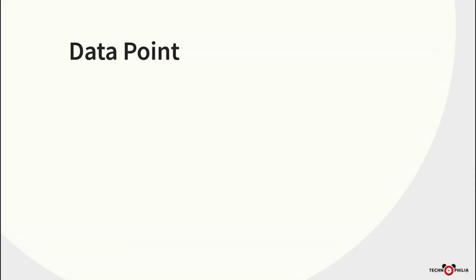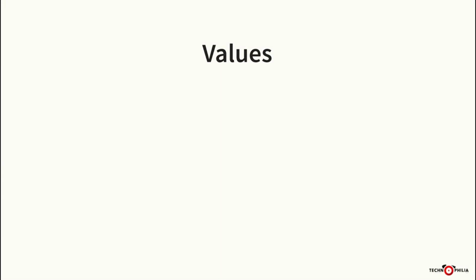There are three key things to know about a data point. It has a field name, a data type, and a value. What most people see as data are actually values. Values are what we're entering, exporting, and reporting on.